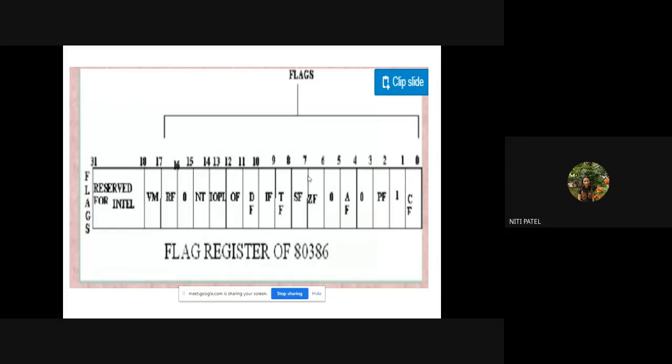The 7th bit is SF. What is that SF? The sign flag. So if a number is positive, the value will be 0. If the number is negative, the value will be 1.